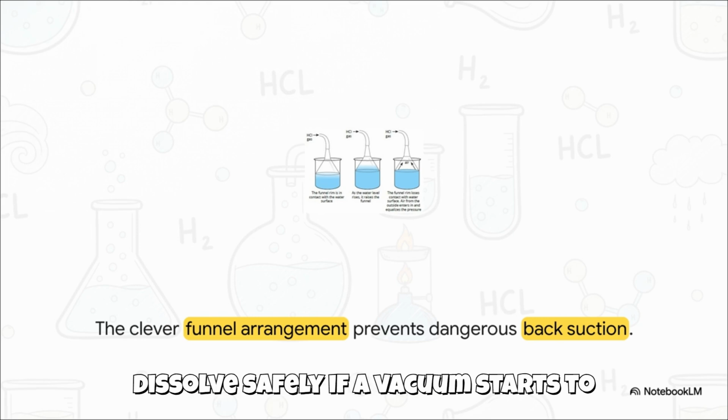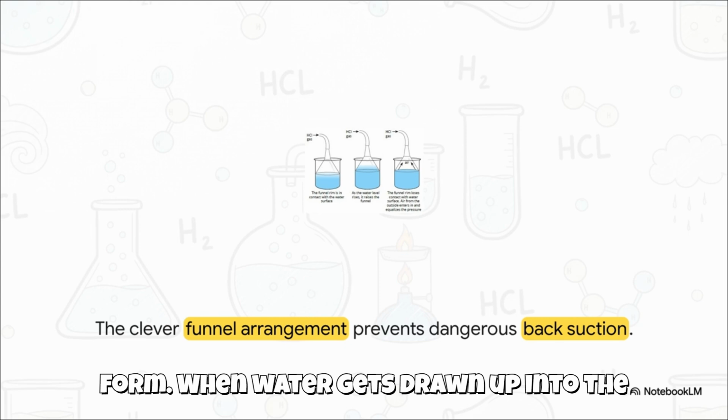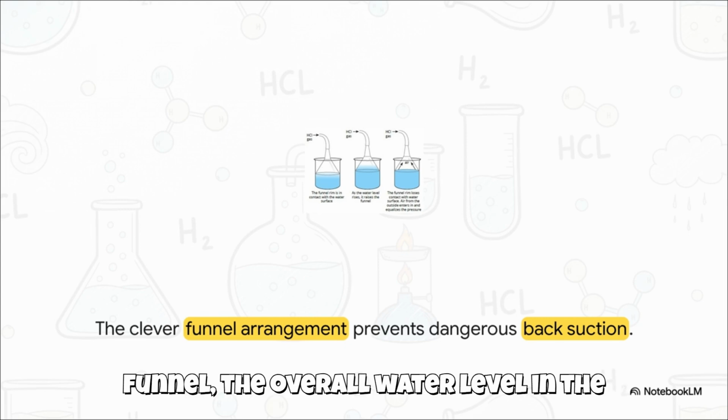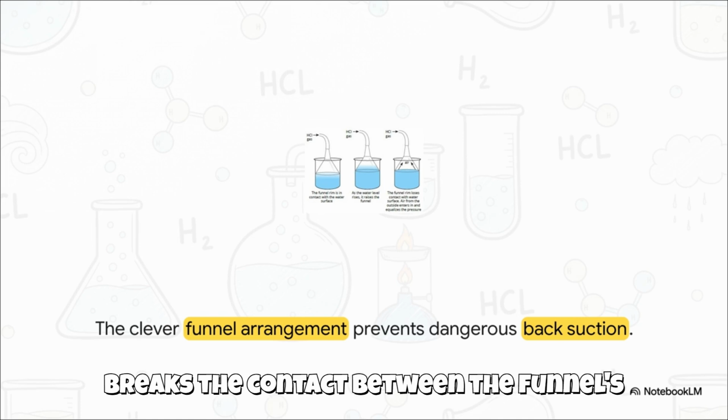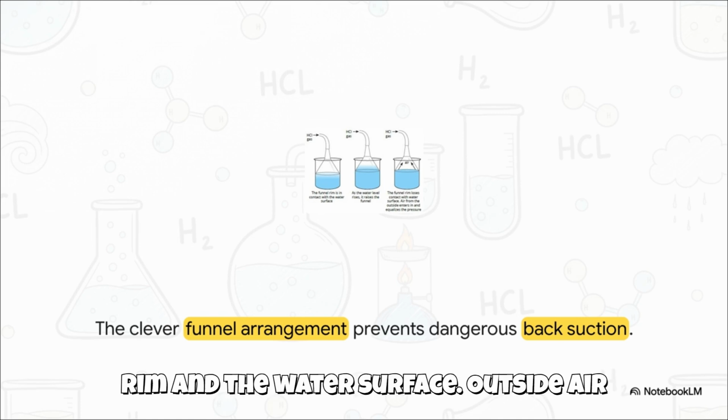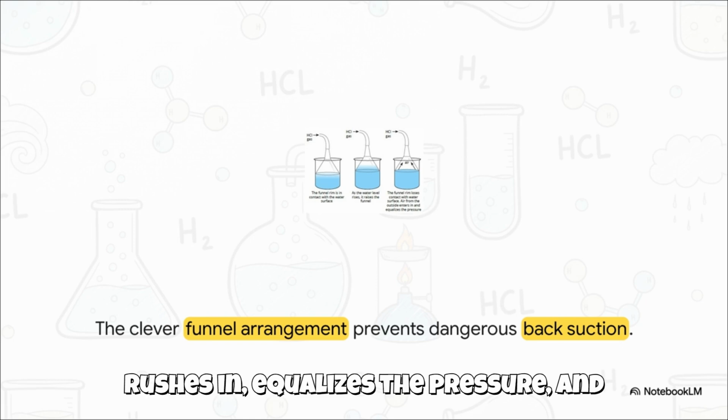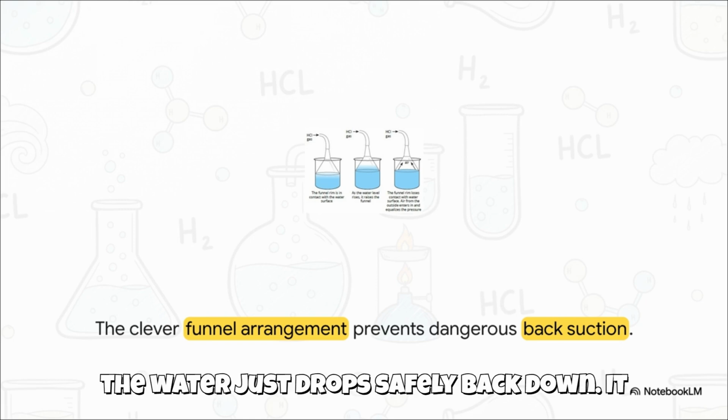If a vacuum starts to form and water gets drawn up into the funnel, the overall water level in the beaker drops slightly. This immediately breaks the contact between the funnel's rim and the water surface. Outside air rushes in, equalizes the pressure, and the water just drops safely back down. It is such an elegant, automatic physical failsafe.